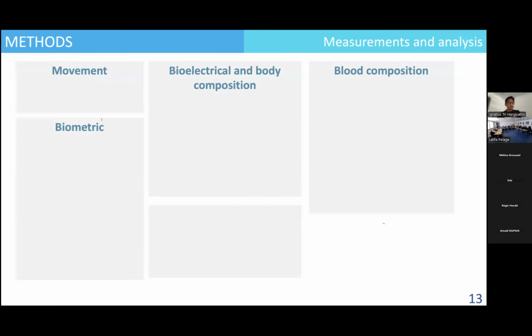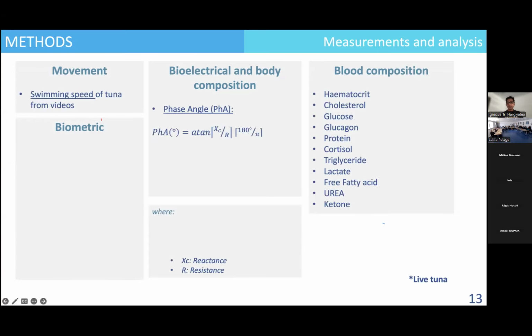What did we measure? We measured several physiological conditions and biomarkers, just to know which biomarkers can really identify the development of the physiological condition and give us a signal that the condition has changed. From the live tuna, we measured several condition factors, such as swimming speed from video analysis. We also measured pitch angle using bioimpedance analysis, and then we measured several blood composition parameters.